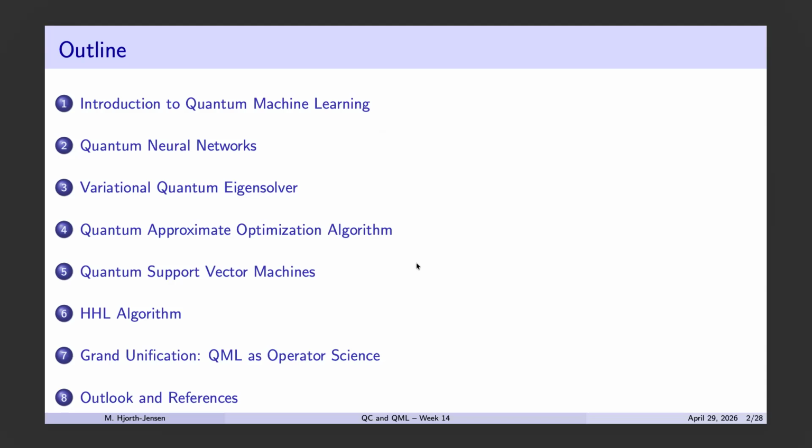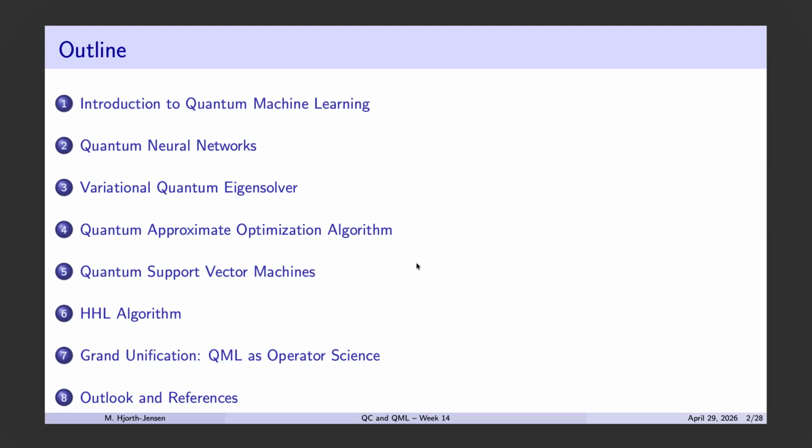Actually, the QAOA algorithm from last week is something which you can also view as a parameterized quantum circuit. Actually, it's normally called a variational quantum circuit. And the optimization is then done by classical algorithms. So we normally call this hybrid algorithms.